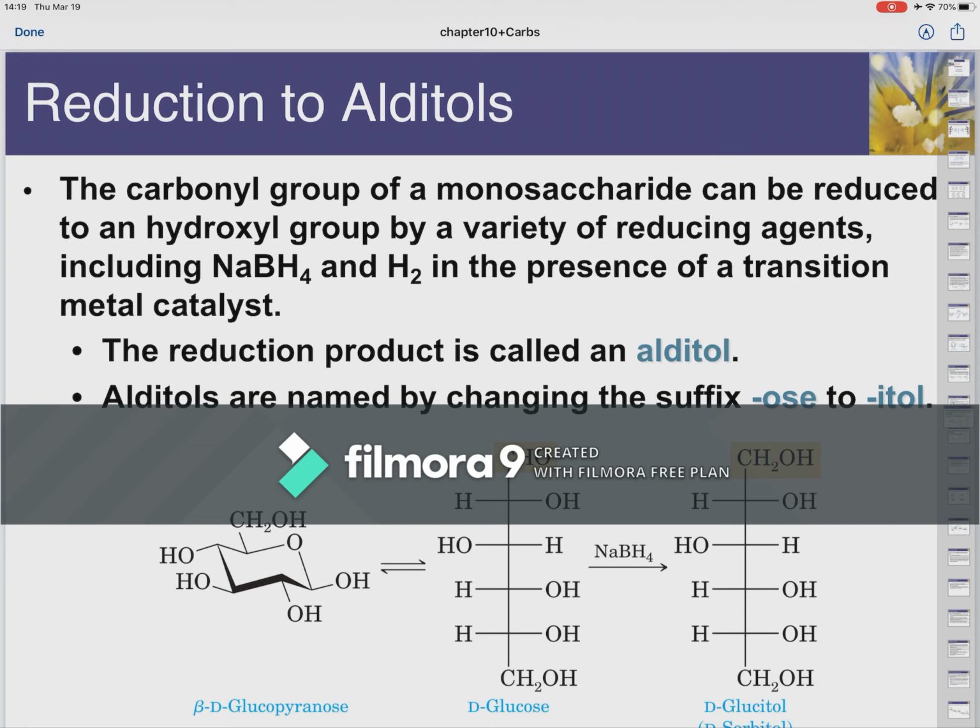Some of these monosaccharides can be reduced, and those that get reduced are called alditols. We change the ose ending from aldose to alditol. So aldoses, if you remember, are the aldehyde sugars. These get reduced to alcohols, and so they're called sugar alcohols, and that's what these are.